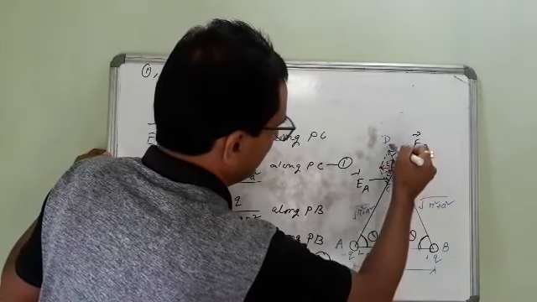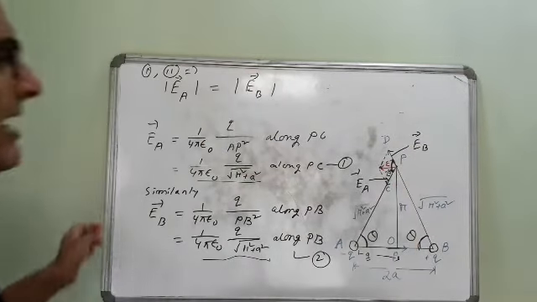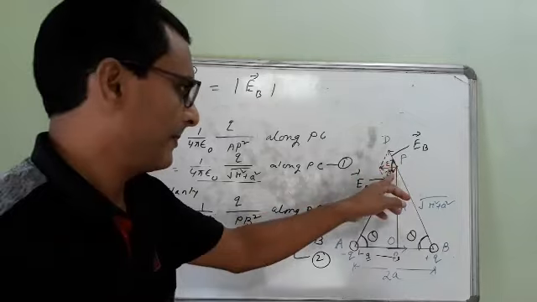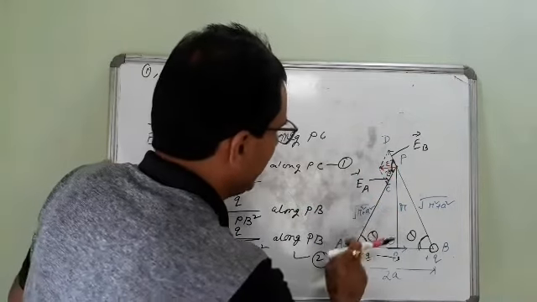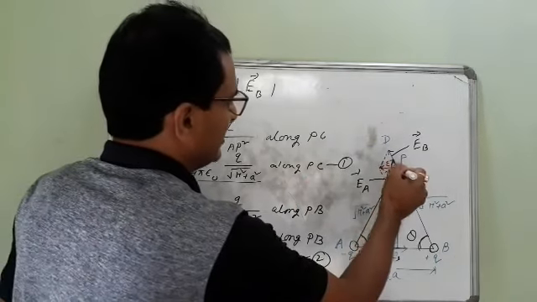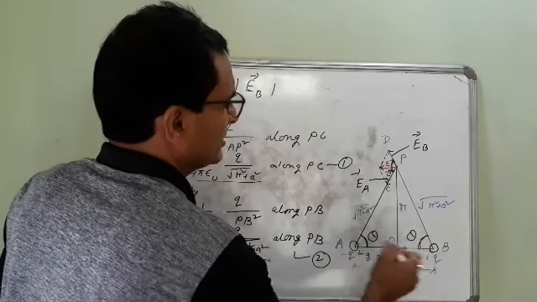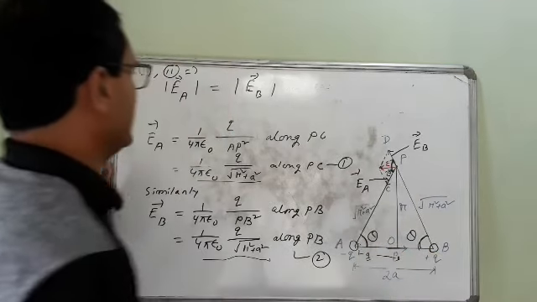this angle DPC is nothing but the exterior angle of this triangle APB. So we know the exterior angle is equal to the sum of the two remote interior angles. So these two angles are theta and theta, so this becomes twice theta.